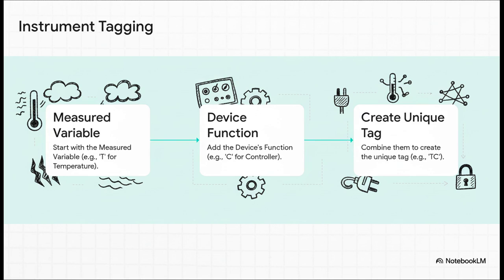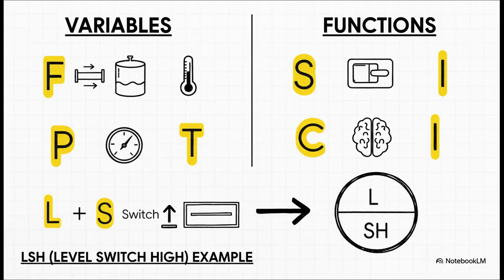Let's make one. First, you start with a letter for what's being measured. So in this case, T is for temperature. Easy enough. Next, you add a letter for the device's job, like C for controller. Put them together, and TC just logically becomes a temperature controller. See? It's a beautifully efficient system. And this system covers all the big ones. F is for flow rate, L is for level, P is for pressure.